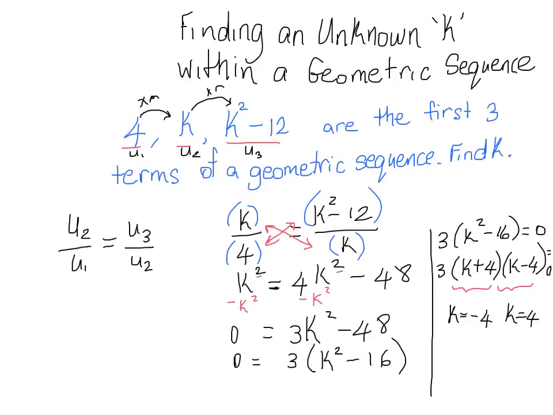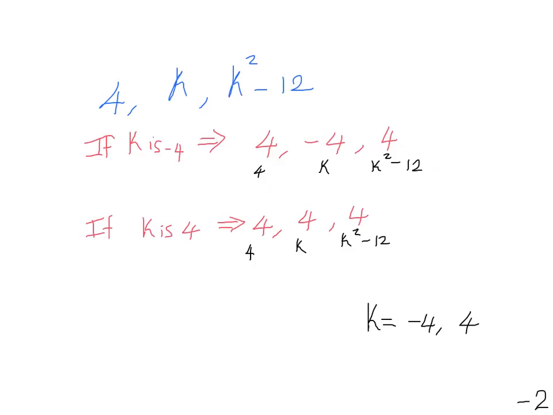Now, I wouldn't continue on from this question without checking to make sure that your answers make sense. So let's do that now. Okay, so if k is negative 4, then our first term would be 4. Our second term would be negative 4. And our third term would be 4. It's not a very exciting sequence, but it's a geometric sequence nonetheless, because we are multiplying by negative 1 to get the next term each time. So that works. Negative 4 works.